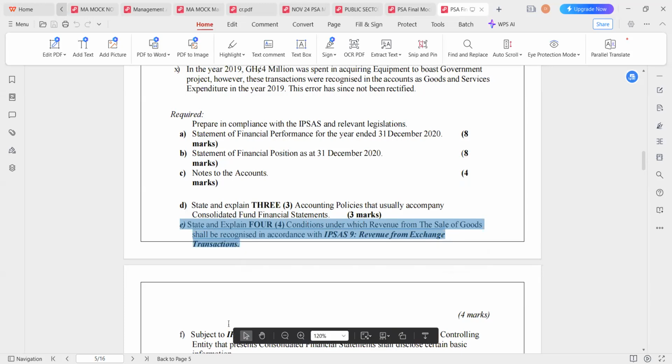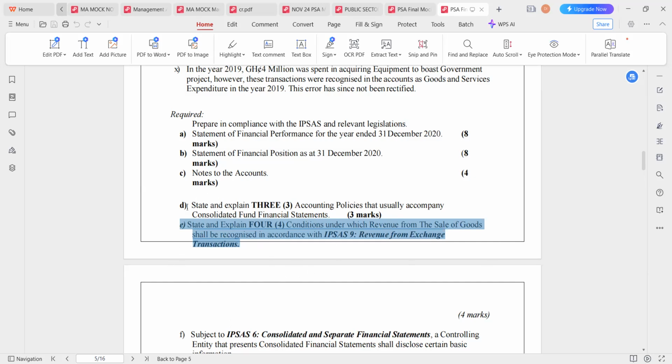State the conditions for which revenue from sale of goods shall be recognized. The conditions are five; you mentioned only four. Don't forget: the amount, the cost, probable service potential, then risk and reward, and no managerial involvement or control. Good. These are the answers we just mentioned.